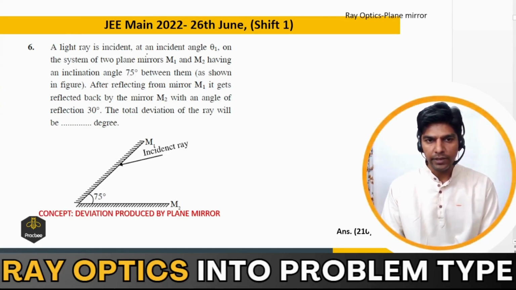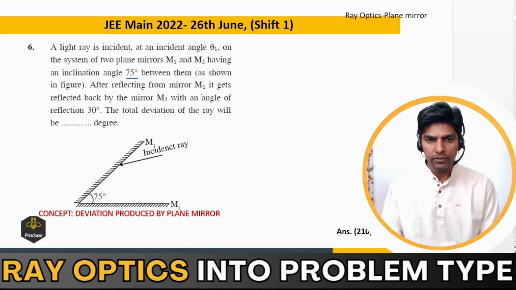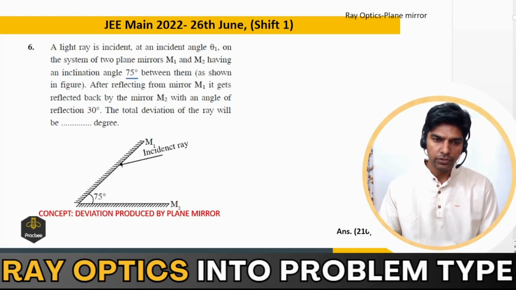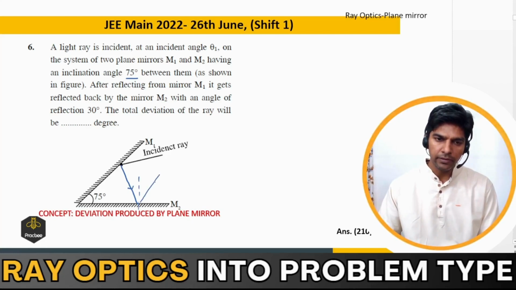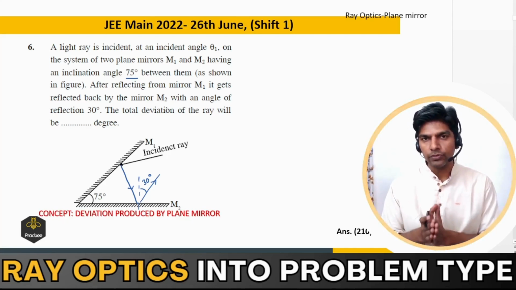A light ray is incident at an angle of theta 1 on a system of two plane mirrors M1 and M2 having an inclination angle of 75 degrees. So the angle between the mirrors is 75. After reflecting from mirror M1, it gets reflected back by mirror 2 with an angle of reflection of 30. So let me just show you the diagram. This is the reflected ray by mirror 1, and the reflected ray by mirror 2 makes an angle of 30 degrees with the normal. So this angle is given. So we have to find the total deviation produced in the ray.